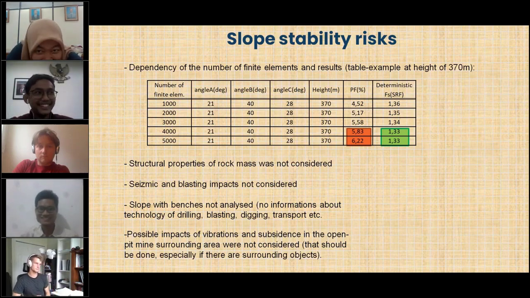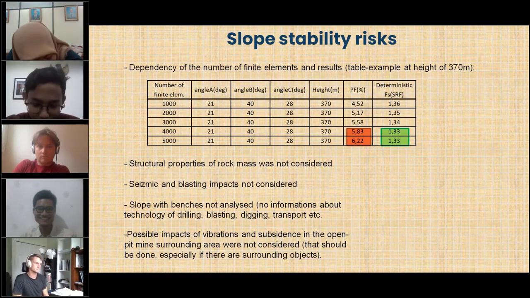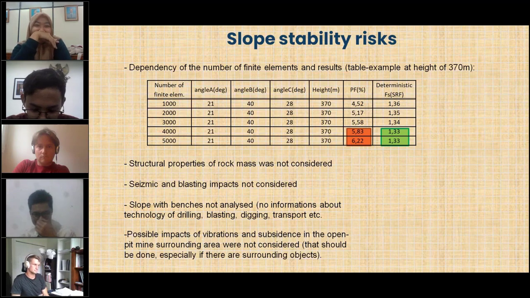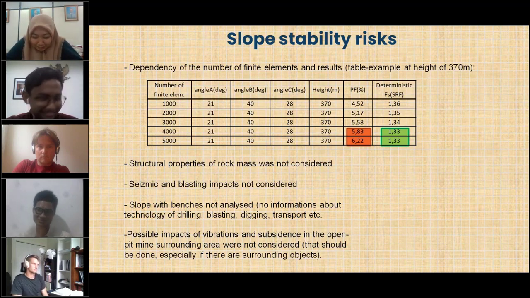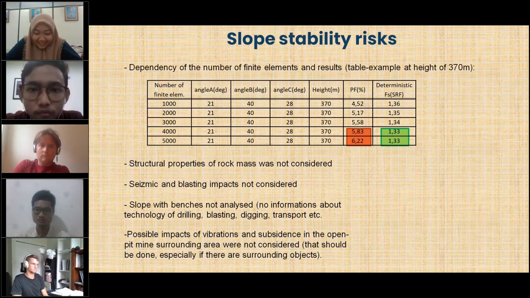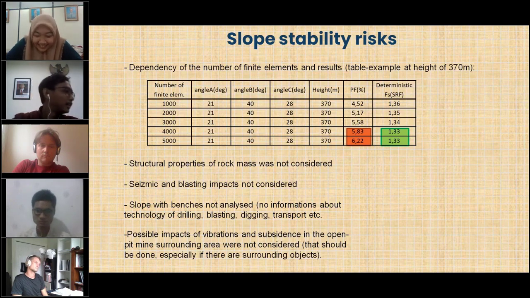That number was determined considering our personal computer processing capabilities to give the results of our analysis in a reasonably short time. Although we are aware of the need for calculation with a larger number of finite elements. For example, this model with depth of 370 meters has probability of failure less than 5% if we calculate it with 1,000 finite elements. But it is shown by this analysis that it cannot be a reliable result.